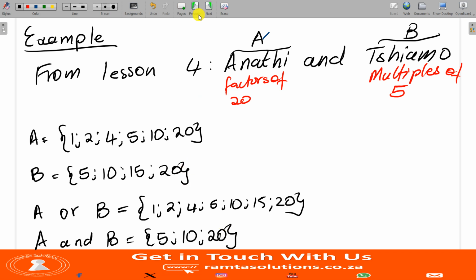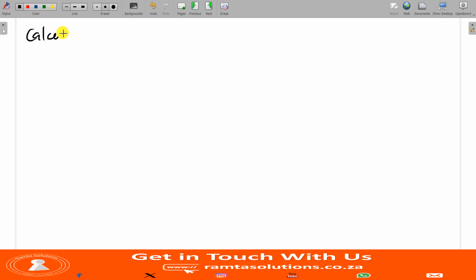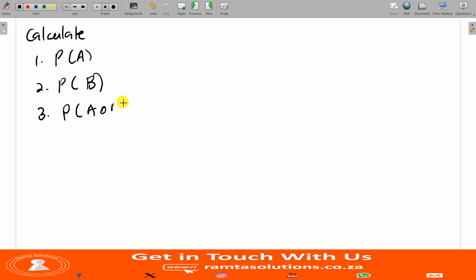Now, from this example, I want us to calculate: 1, probability of A; 2, probability of B; 3, probability of A or B; and 4, calculate the probability of A and B.